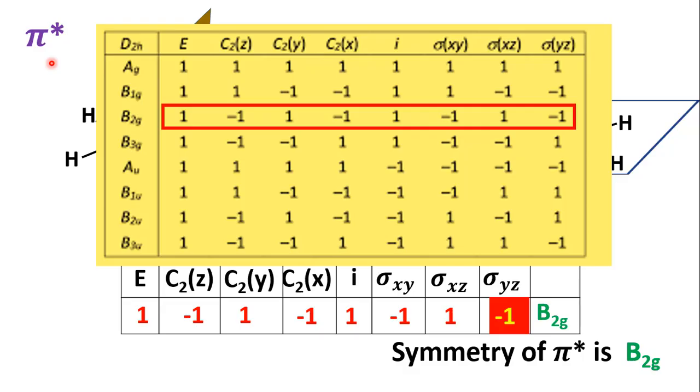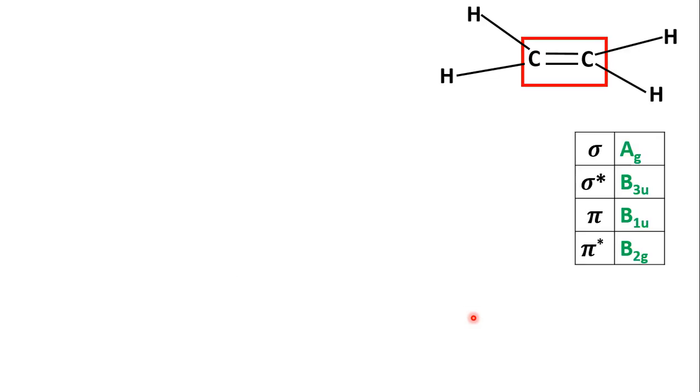Having found out the effect of the symmetry operations of D2H point group on the sigma bonding molecular orbital, sigma star anti-bonding molecular orbital, pi bonding molecular orbital, and pi star anti-bonding molecular orbital, we will summarize what we have found out like this. The symmetry of sigma molecular orbital, that is bonding molecular orbital, is Ag. Sigma star anti-bonding molecular orbital is B3U. The symmetry of pi bonding molecular orbital is B1U. The symmetry of pi star antibonding molecular orbital is B2G.